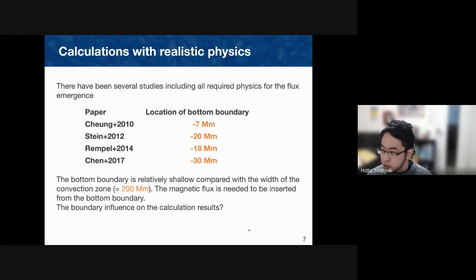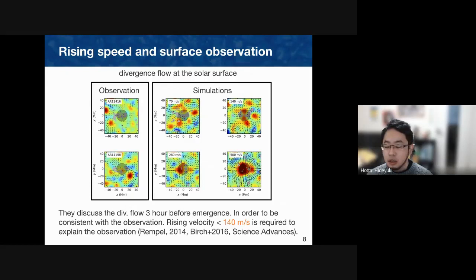Okay, so one thing is a rising speed constraint on the flux emergence simulation. This figure is from the Aaron Birch Science Advances paper. They compare the observation and the simulation. This is a horizontal flow map with some smoothing. This shows the horizontal velocity 3 hours before the flux emergence time. I will define the flux emergence time later, but they evaluate the horizontal velocity 3 hours before the flux emergence time, and they conclude that they cannot find any significant signal of divergent flow 3 hours before the flux emergence in the observation. But in the simulation, the existence of the divergent flow depends on the simulation setting.